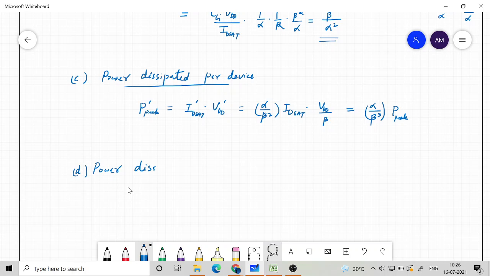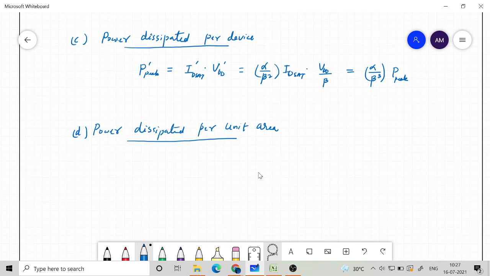Power dissipated per unit area, this is more important. So ultimately the scaling is to make the device with lesser power consumption, faster operation and lower cost. So these are the three main aims when we go from one technology node to the other. Okay, so what is this? This is per unit area. Earlier we had per unit device, per one device. So now we need to multiply it with the number of devices in one unit area.